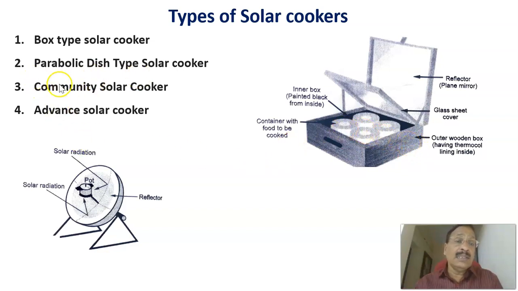And other types we'll see later, that is the parabolic type, community solar cooker, and advanced solar cooker. This is a parabolic type. In that case, solar radiation is made to concentrate on this pot, which is kept here. There is a reflector, and solar radiation is reflected towards this location, where the pot is kept. So that's the parabolic dish type solar cooker. We'll see each one in the next slides.